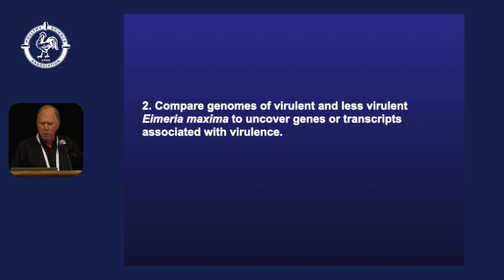Can we compare genomes of virulent and less virulent Eimeria maxima? We have a Eimeria maxima we've isolated that can reduce weight gain by 25% with as few as 1,000 oocysts, with another strain that requires 10,000 to 20,000 oocysts to get the same. So what is the basis for that virulence?